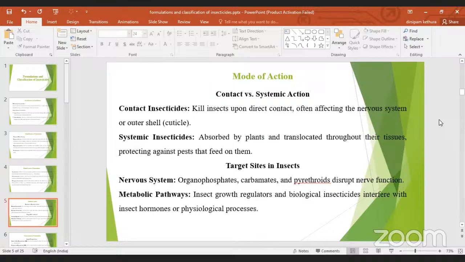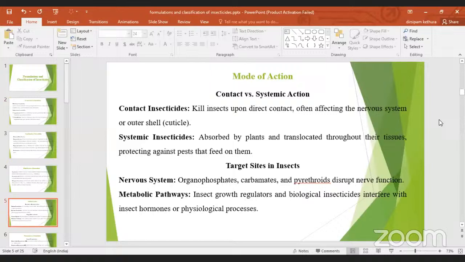Now, what is the mode of action? There are two methods which you could see here. The first one is contact versus systemic action. Okay, here the contact insecticides are those which kill the insects upon direct contact, and which affect the nervous system or the cuticle. You know that insects have a cuticle, which is a hard shell present on the surface. Either it will affect the nervous system of the insect or the outer shell. And the second one is systemic insecticides, which are absorbed by the plants and translocated throughout their tissues and protect against pests which feed on them.